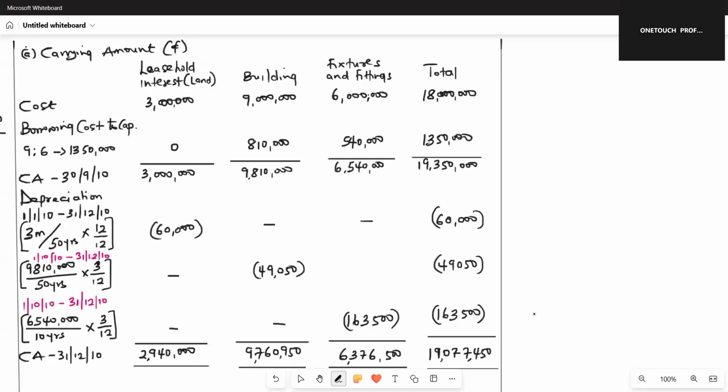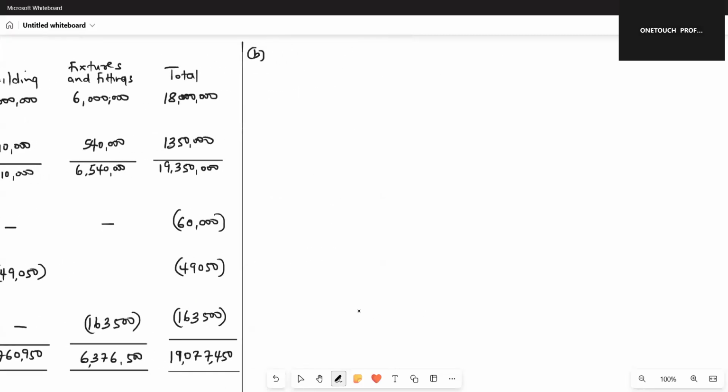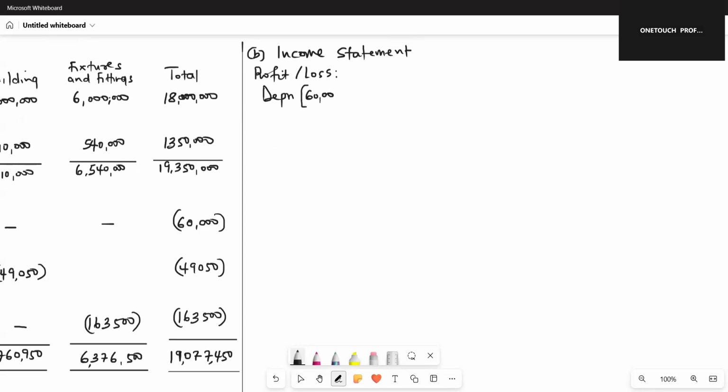Let's look at the B part. Then we should look at the depreciation and the interest that you just added. So income statement, profit or loss. So depreciation will be 60,000 plus 49,050 plus 163,500. So that will give us how much?